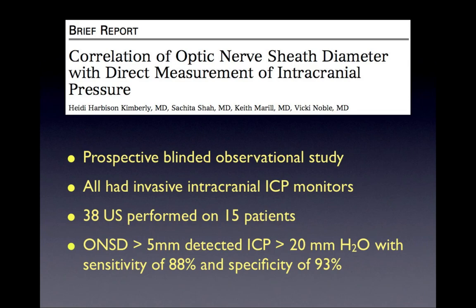A lot of the studies done used CAT scan findings as the gold standard, but these patients actually had intracranial ICP monitors. They did 38 ocular ultrasounds, and they performed on 15 patients. They found that the optic nerve sheath diameter greater than 5 millimeters detected an intracranial pressure of greater than 20 millimeters of water with a sensitivity of 88% and a specificity of 93%. And this study is nice because their gold standard was the actual intracranial pressure.